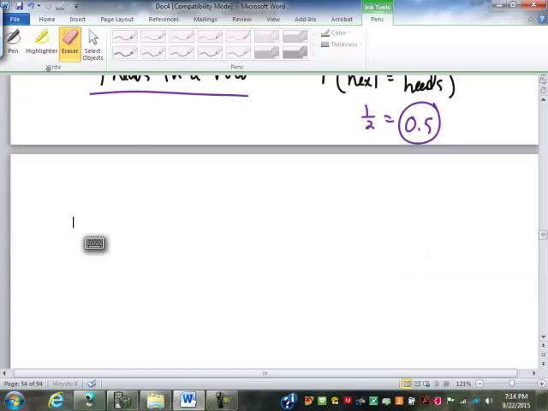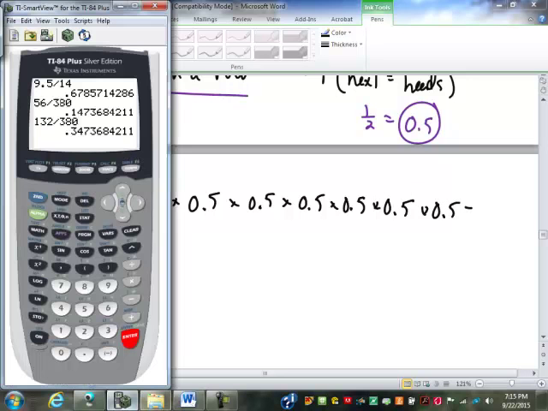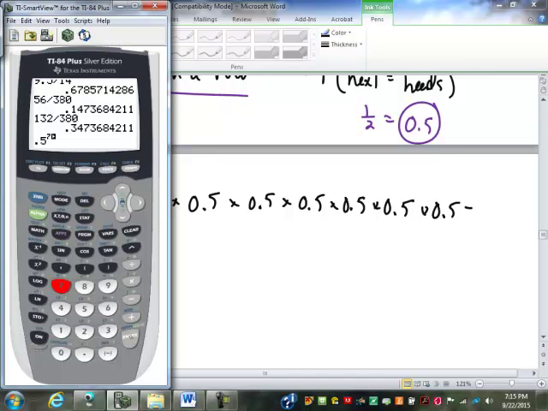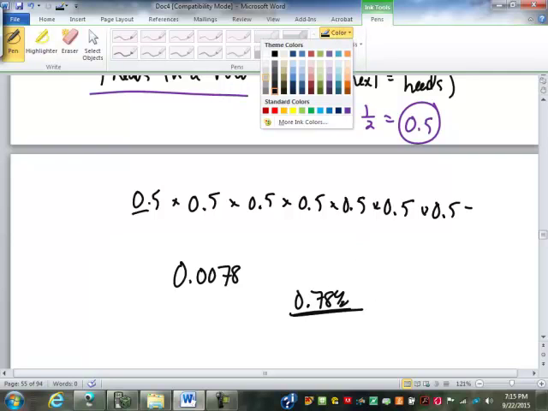Well, 0.5 times 0.5 times 0.5 times 0.5 times 0.5. How many is that? 5? Exactly. In math, when we multiply the same number several times, we just do powers. 0.5 to the 7th power is 0.0078, which is less than 1%. That's 0.78%. Less than 1% chance of getting 7 heads in a row.